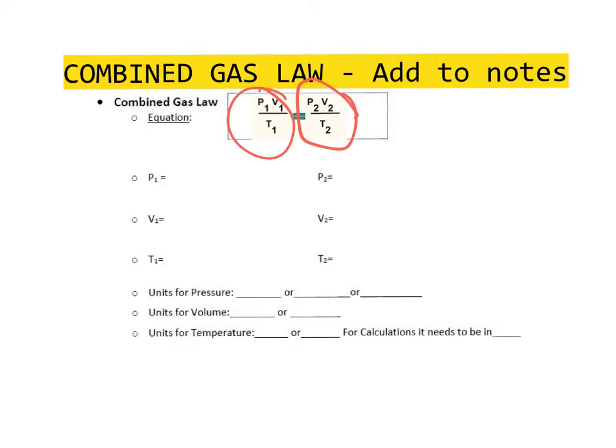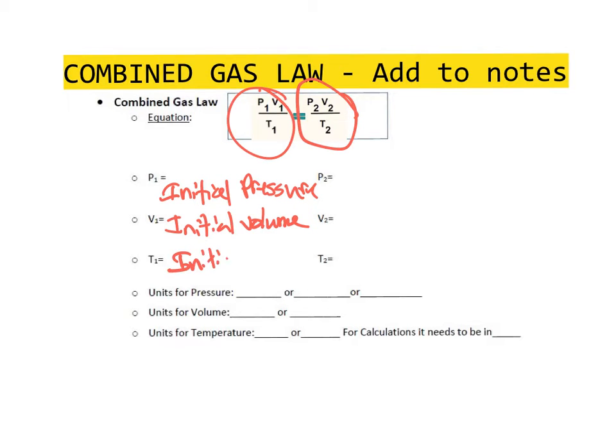So by now you already know that P stands for pressure, so this is your initial pressure. This is your initial volume and your initial temp. And you also know this is your final volume, and your final temp.